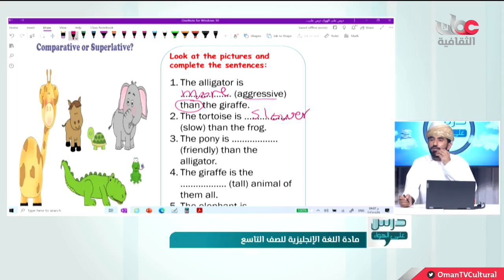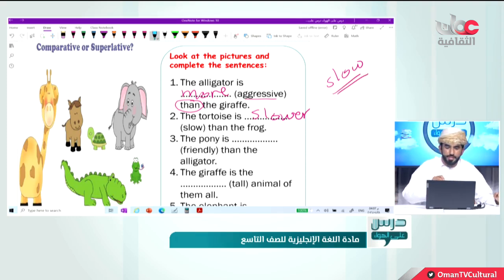Now, I can feel like one of you guys has some questions. I know what your question was. Slow. Teacher, you said that adjectives, if they end with a vowel, which is O, and a consonant, W, we should double the consonant. We add W, and then ER. This is what you've told us.